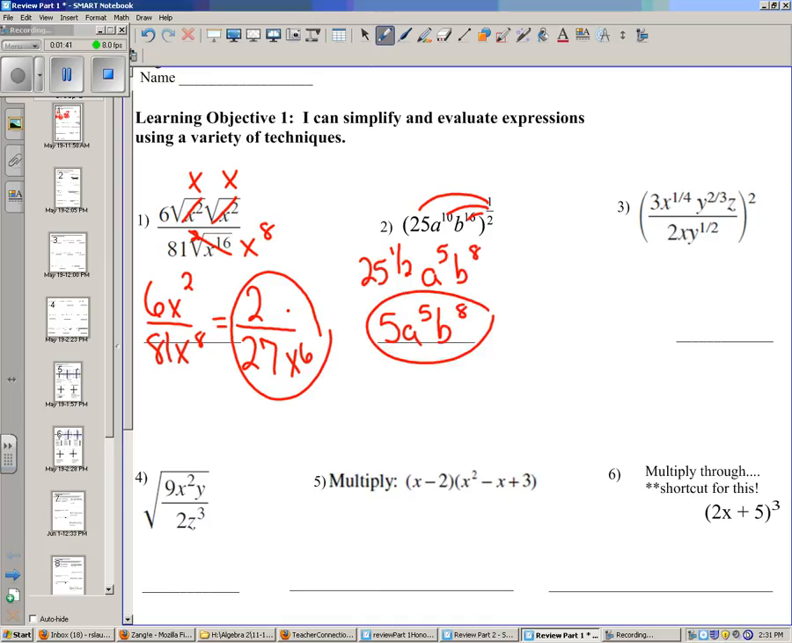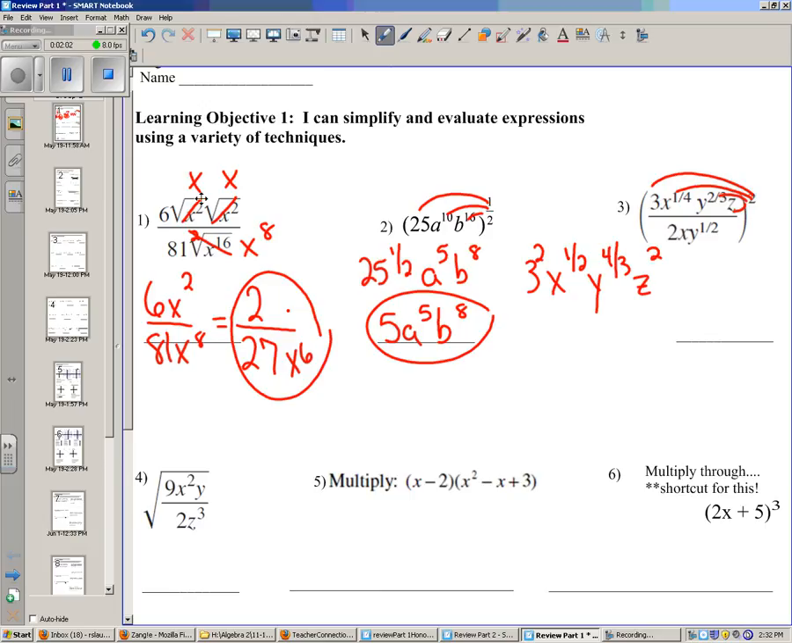On number 3, again, I'm dealing with parentheses, so I'm going to distribute to each thing. I'm going to start with the numerator. So 3 squared, x to the 1/4 is going to become x to the 2/4, or 1/2. Y to the 2/3 is going to become y to the 4/3. I'm multiplying 2 with 2/3, and z will just become z squared.